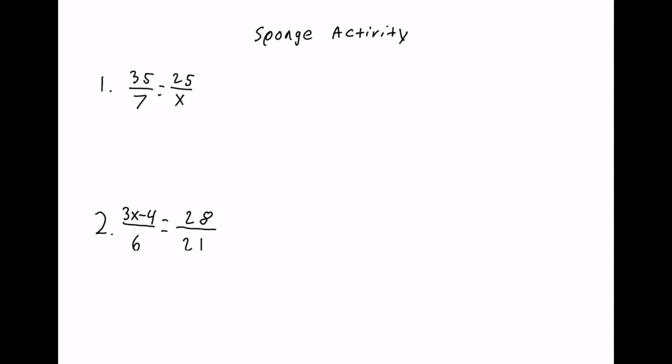Alright, now time for the sponge activity. In problem number 1, we have 35 over 7 equals 25 over x, and I want you to solve for x. And in problem number 2, 3x minus 4 over 6 equals 28 over 21, and again I want you to solve for x.